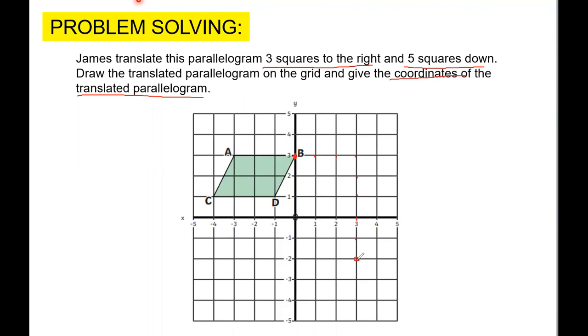So B now is here. And when you say the image, and then just follow 1, 2, 3. 1, 2, 3. So A will be here.